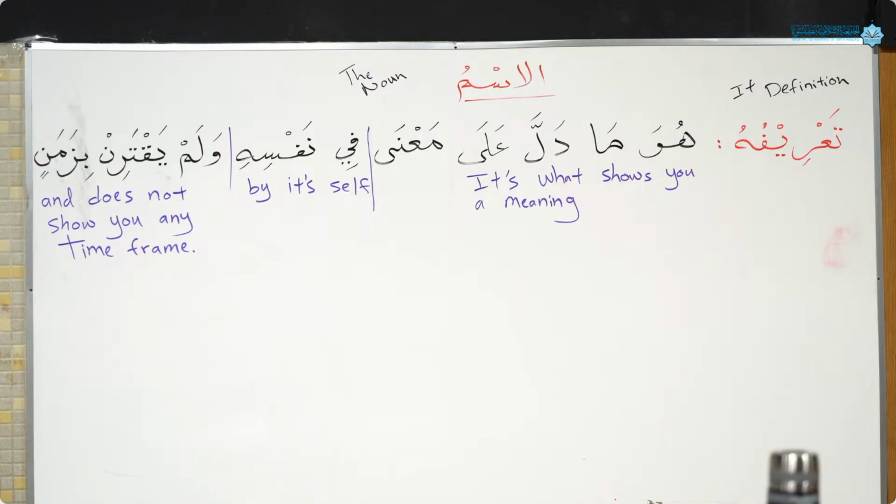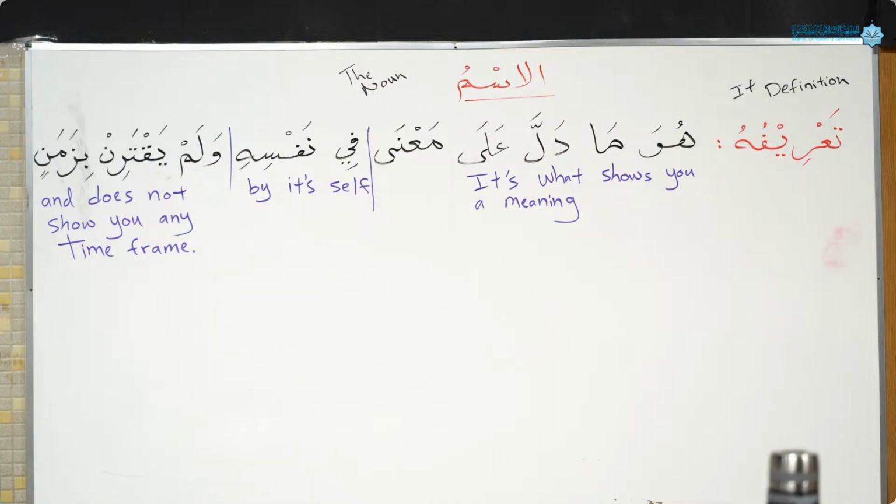ولم يقترن بزمن, that differentiates it from a verb. The verb shows you a meaning and a time frame. But the noun is less. A noun only shows you a meaning. By itself, it doesn't have a time frame. By itself means it's not in a sentence, and time frame means when I say I wrote a book.